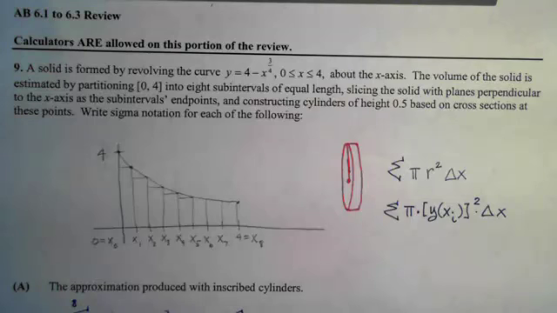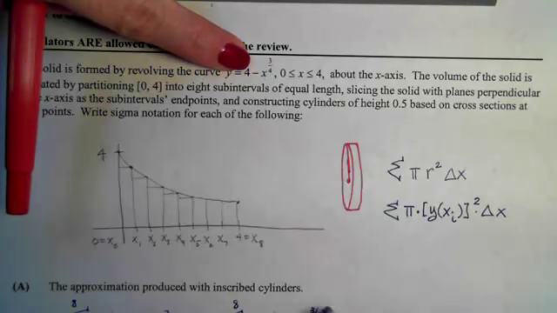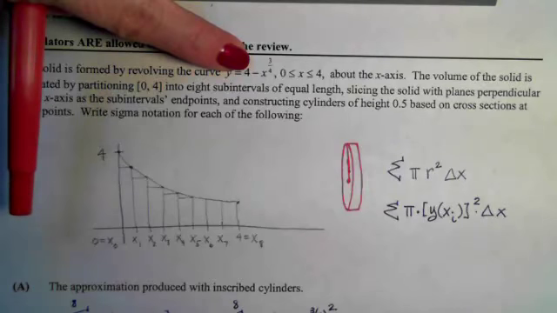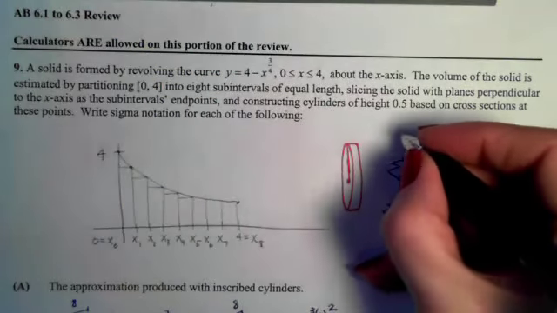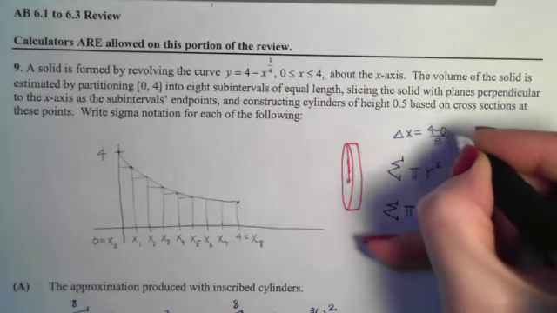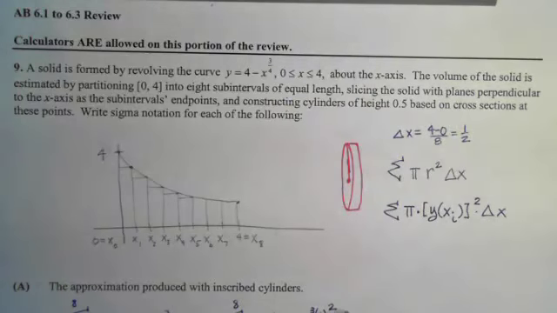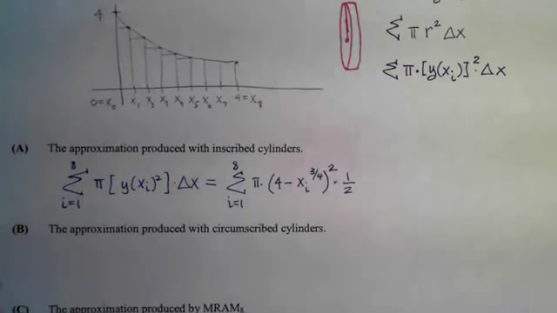So that means if I do it for this particular problem, I will have a pi times the output, which is a 4 minus that x sub i raised to the 3/4, and that will all be squared. So I've done a pi times the output of the function squared times the delta x. Well, looking up here, my delta x is 4 minus 0 over 8, which is a half. So I'll have a half here, and all I have to do is write the sigma notation for that, and I'm done. Oh, sorry, that was all underneath.